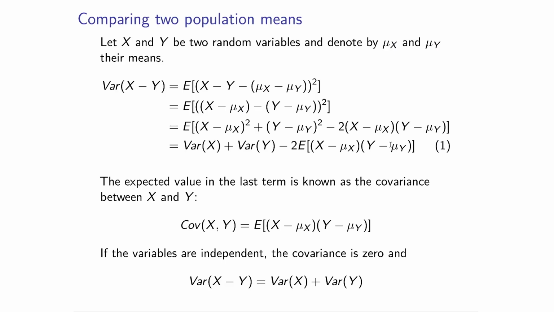This expected value is known as the covariance between x and y, and it has appeared in a previous video. Now, if the variables are independent, the covariance is 0, and we get that the variance of the difference is equal to the sum of the variances.